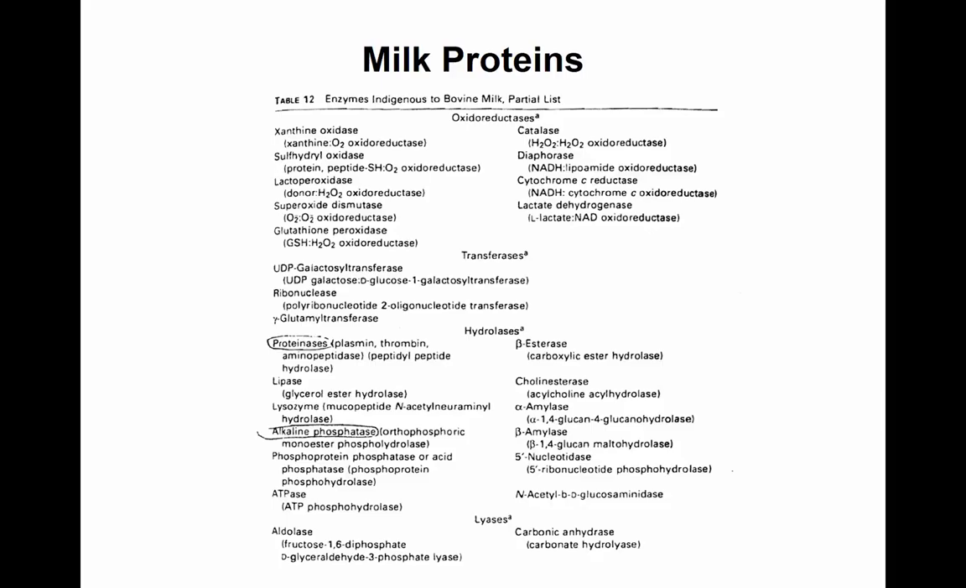If we want to look at the enzymes, there are a whole bunch of enzymes in milk. But among the most relevant or studied enzymes is the plasmin enzyme, because it impacts quality of milk. It has been studied a lot. They call it the plasmin system in milk, because you have the zymogen. Do you know what a zymogen is? An inactive form of an enzyme. Plasminogen is the inactive form of plasmin.